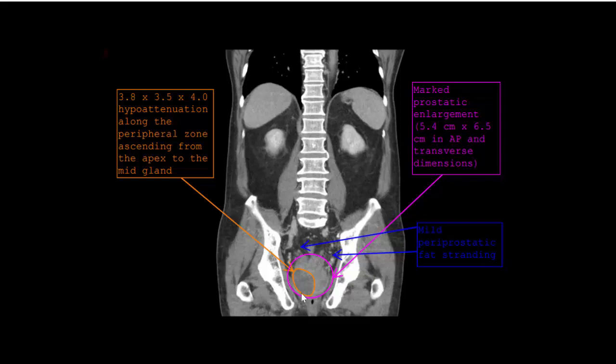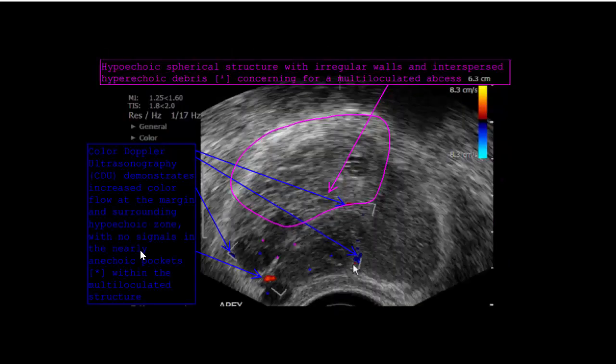These are examples of the prostate with hypoattenuation along the peripheral zone, ascending from the apex to the mid gland. Mild periprostatic fat stranding in this case of prostatitis, and marked prostatic enlargement. Normal volume of the prostate is up to 25 cc. This is prostatic enlargement. We see an enlarged prostate, hypoattenuating area, and periprostatic fat stranding.